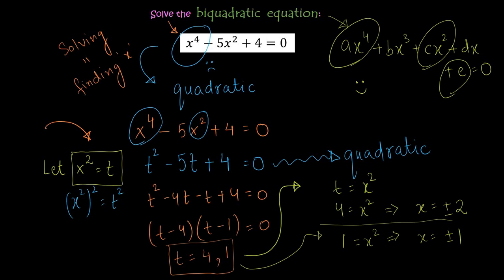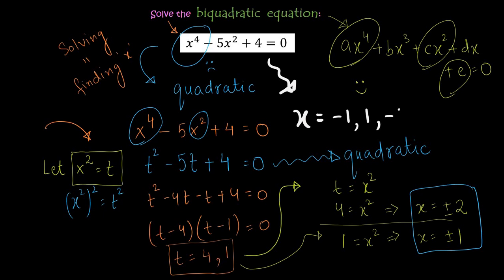Now here we got our answer. The answer of this equation is x equals -1, +1, -2, +2. And as it was a biquadratic equation, it can have a maximum of 4 answers, and we have 4 answers right now.